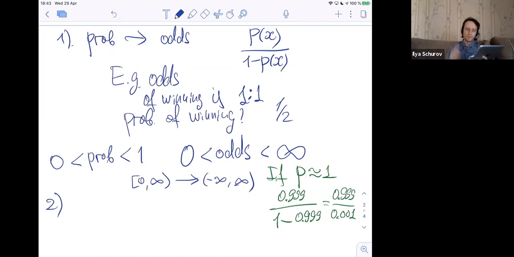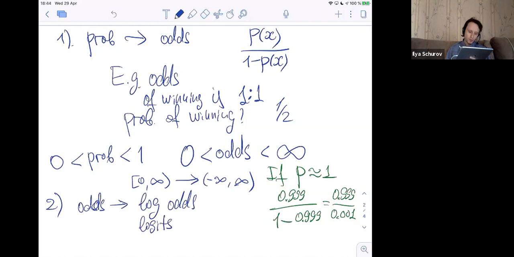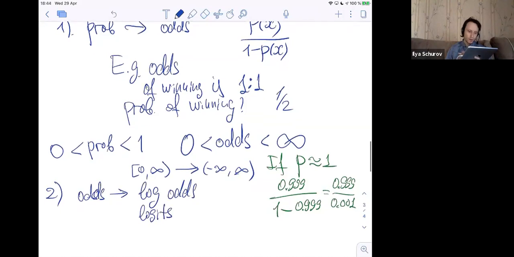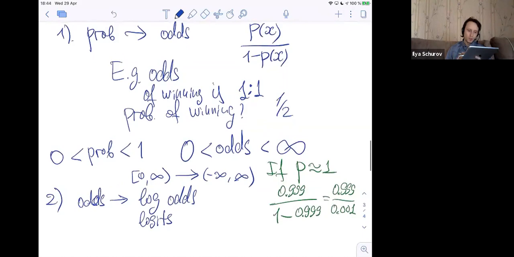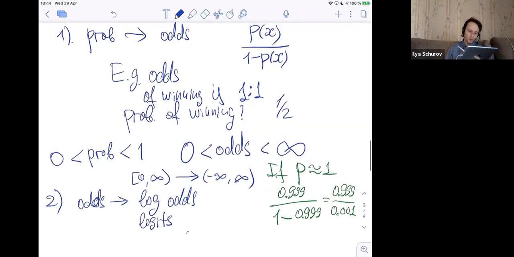Logarithm. Yeah, Elena is absolutely right. And we have logarithm. So our second step is to convert odds to log odds, or sometimes called logits. So we just apply logarithm to odds, and we have this function.